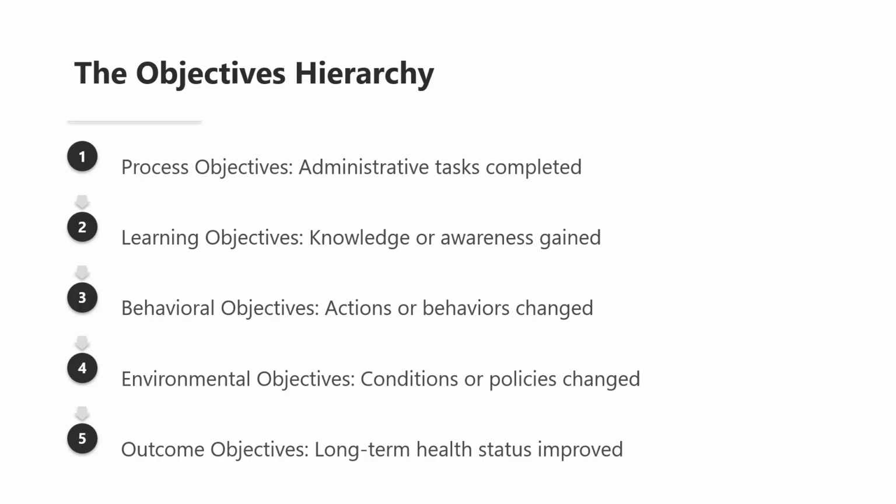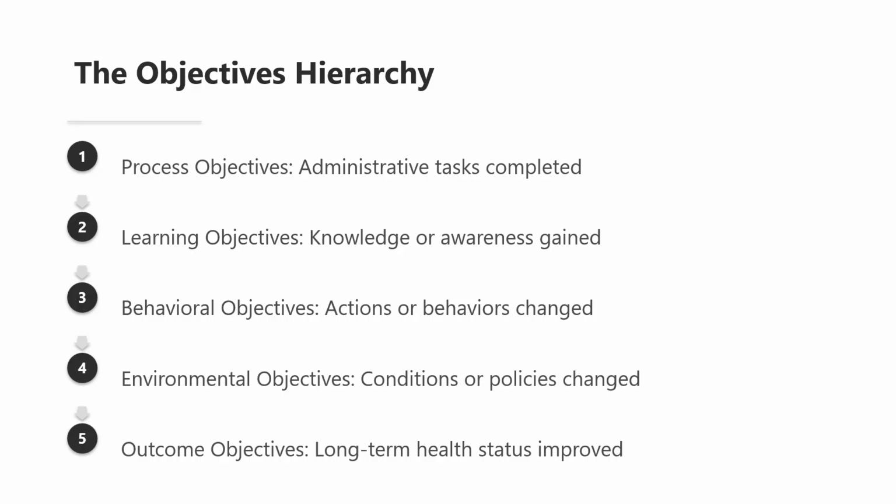Process objectives are the most immediate. They describe the administrative tasks that must be completed to run the program. Examples include the number of workshops delivered, materials distributed, or participants recruited. Think of these as essentially your to-do list items. Learning objectives come next and describe changes in knowledge, awareness, or attitudes. For example, after the workshop, 80% of participants will correctly identify 3 warning signs of stroke.